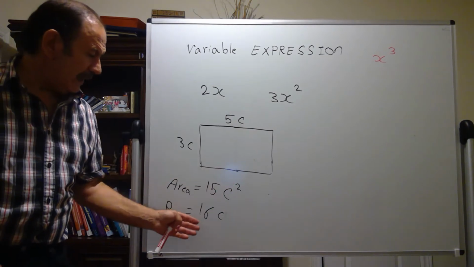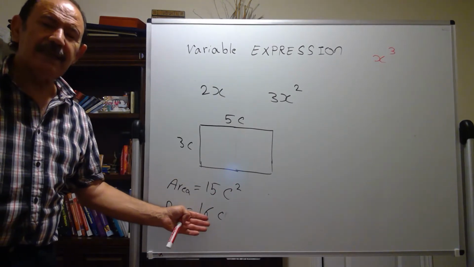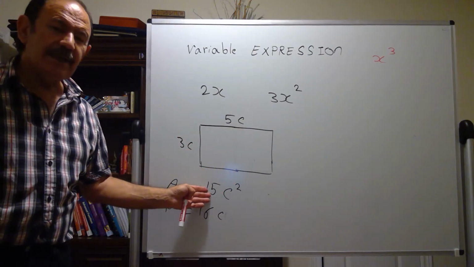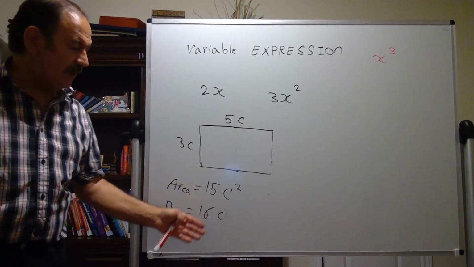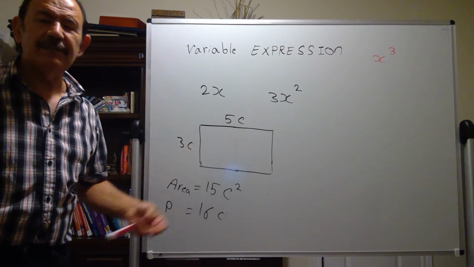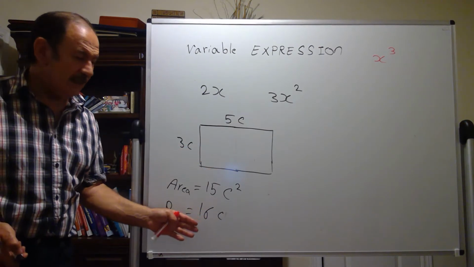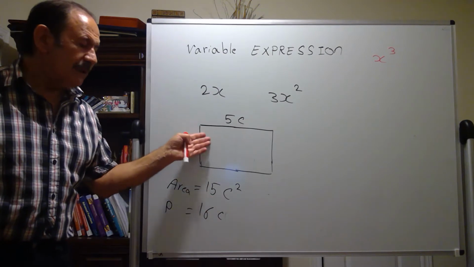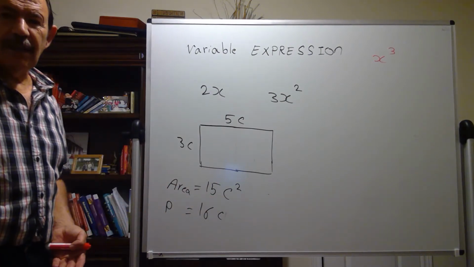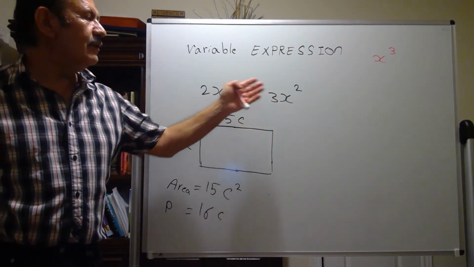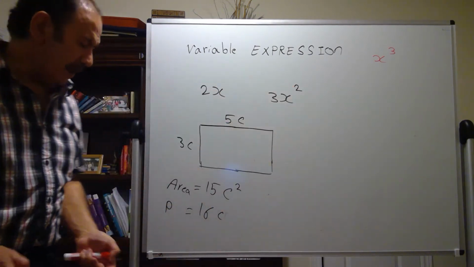15 centimeter square and 16 centimeters. This one, the perimeter, is a length, and this one, the area, is centimeter square. Centimeter and centimeter square are not comparable with each other. They are two different things. Perimeter and area are not like terms. Same as x and x square, or x square and x cube, they are not like terms.